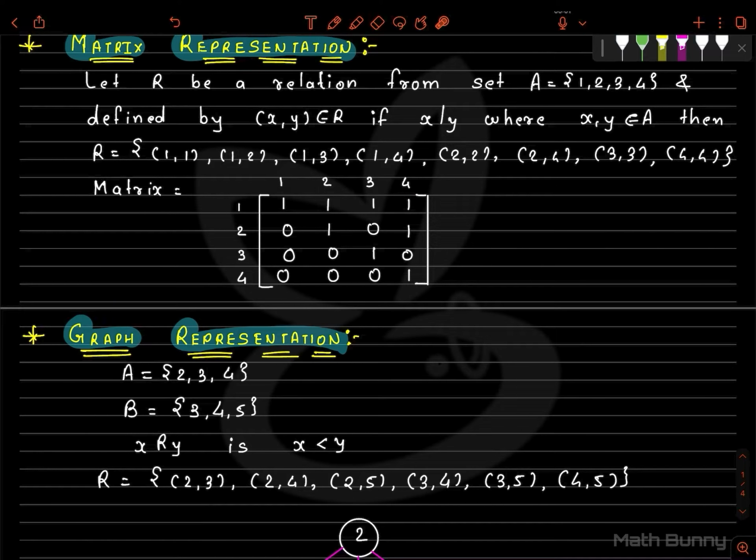In the second row, (2,1) is not present, so we have written 0 there. (2,2) is present, so we have written 1. (2,3) is not present, so we have written 0. And (2,4) is present, so we have written 1. In the third row, (3,1) and (3,2) are both absent, so we have written 0 for both. (3,3) is present, so we have written 1, and (3,4) is absent, so we have written 0. In the fourth row, (4,1), (4,2) and (4,3) are absent, so we have written 0 there and only (4,4) is present, so we have written 1.